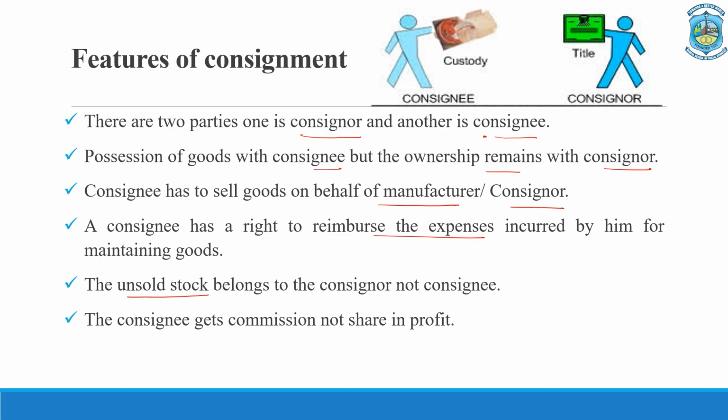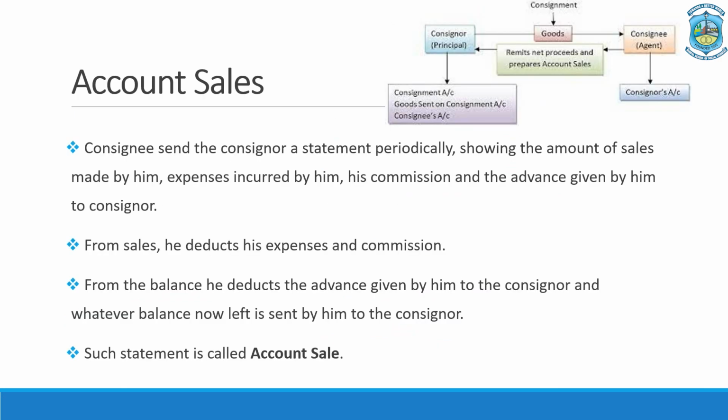The unsold goods or the closing stock is actually the stock that belongs to the consignor and not the consignee. The consignee gets a commission and not a share in profit. So that is again important. The consignee is only eligible to get the amount of commission and not a share in profit.